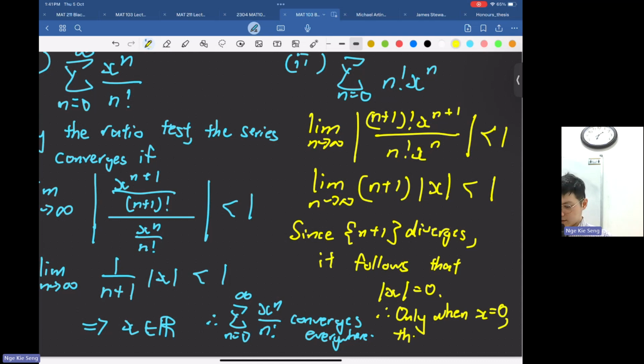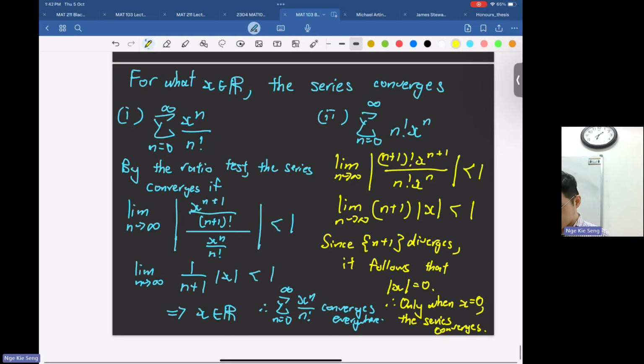Only when x equals 0, the series converges. When x equals 0, what happened to this series? It's just a 0 series. Right? It is just a 0 series. So in this case, it means that you put n factorial, you surely diverge, if it appears.